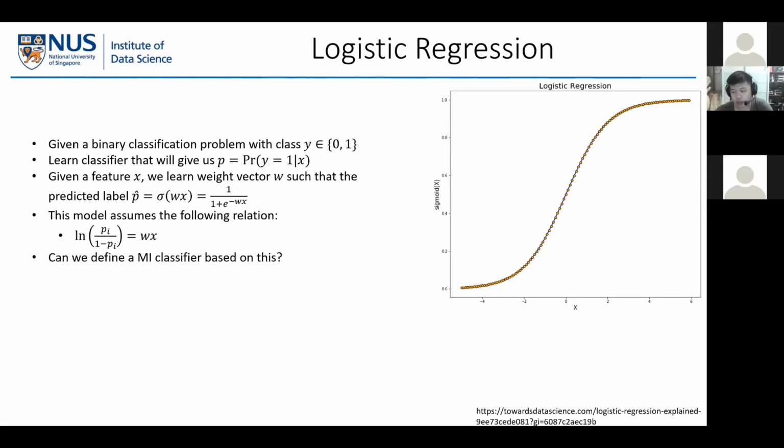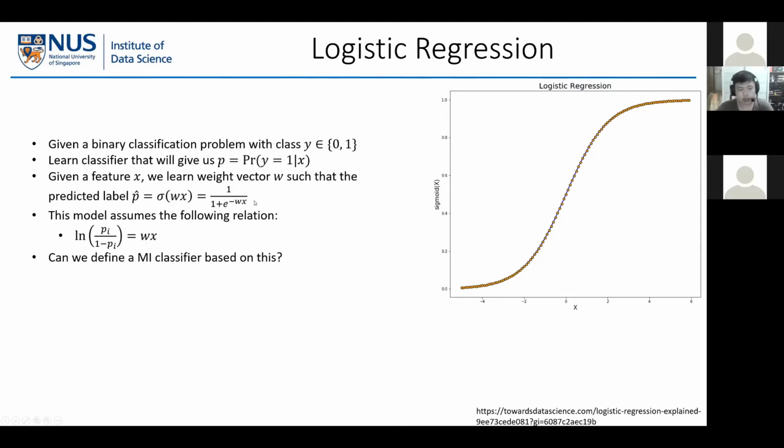Basically, all of us probably have worked with logistic regression at some point. It's a popular classifier, and what it does is, given a binary class of 0 or 1, the logistic regression will output the probability, given a feature x, that the feature belongs to class 0 or 1. It does so by learning a weight vector w that multiplies with our feature x, and we pass it through the sigmoid function.